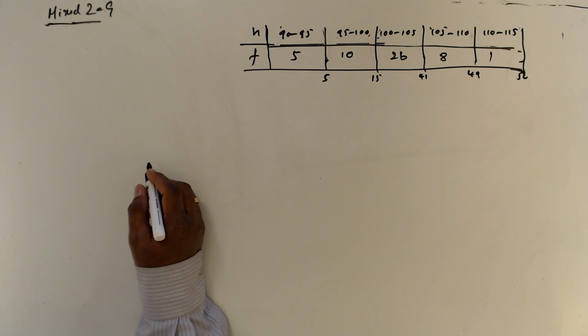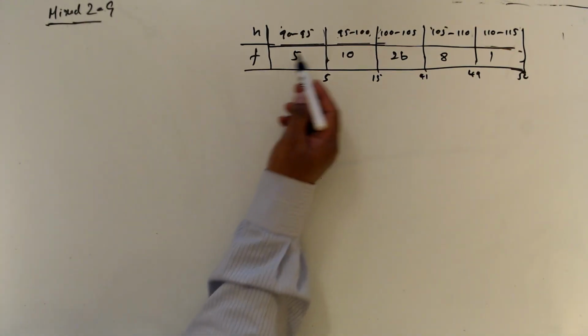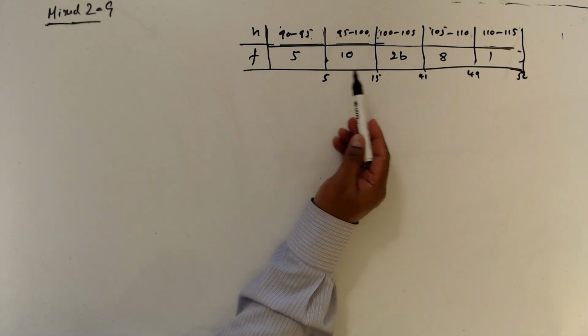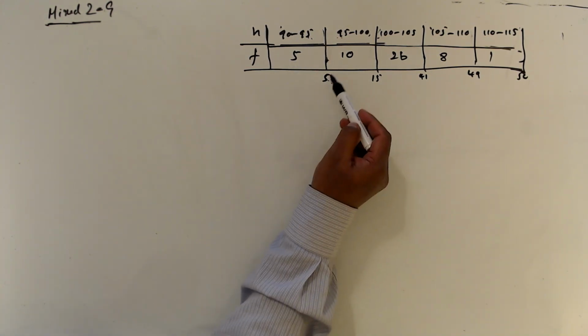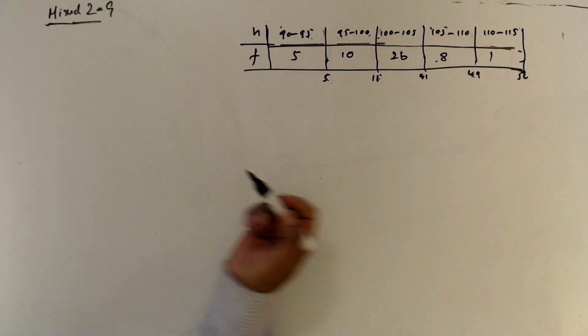Question number 9. This kind of question. This is about 50 flowers, and yeah, this is 95. Yes, continuity is there. So this is 5, 5 plus 10, 15, 15 plus 25, 41. So this is the cumulative.